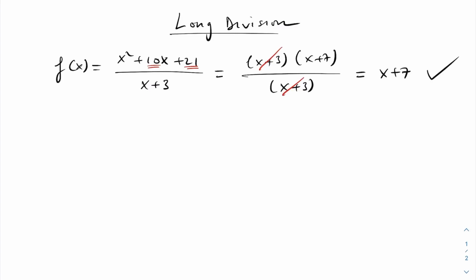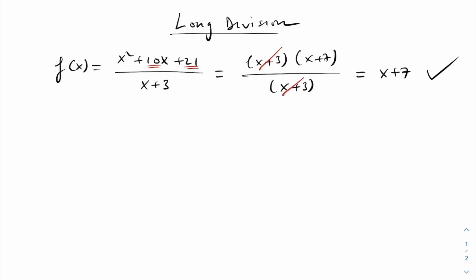But not every rational expression or division of polynomials is that easy to do. Not all of them will be able to be factored in this format so that you can just cancel them out. When that's not possible, you have to turn to long division and do it that way. Let me show you how you would do this particular one using long division.